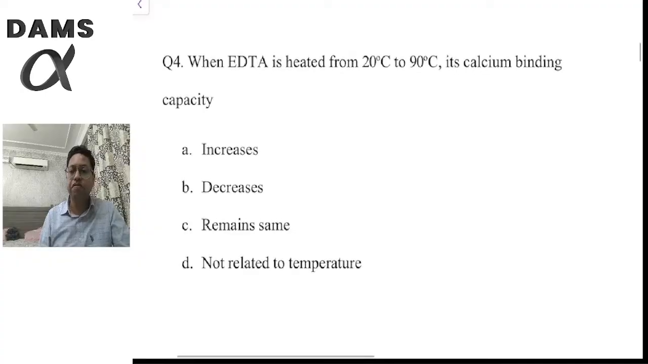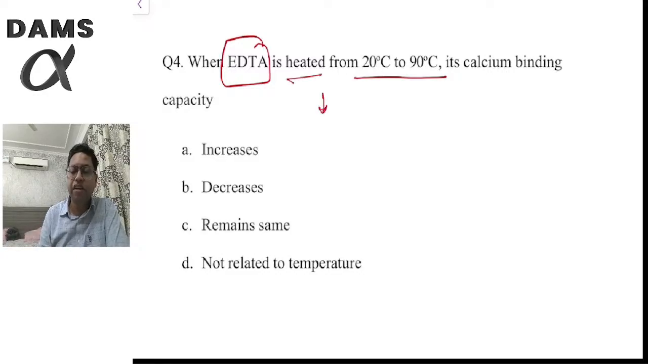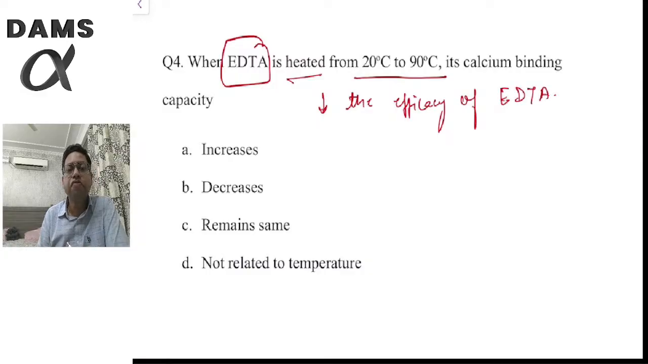Coming over to question number 4. When EDTA is heated from 20 to 90 degrees Celsius, its calcium binding capacity: increases, decreases, remains the same, or is not related to temperature. Now, you should remember that heating of EDTA would decrease the efficacy of EDTA. It is reverse than that of sodium hypochlorite.